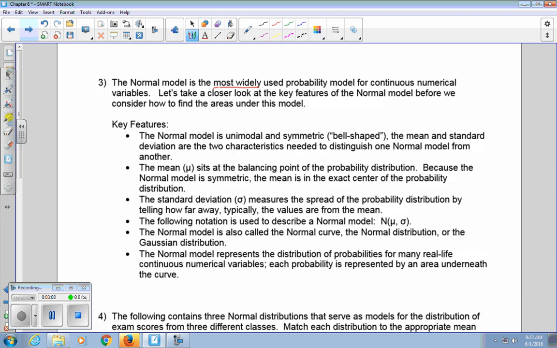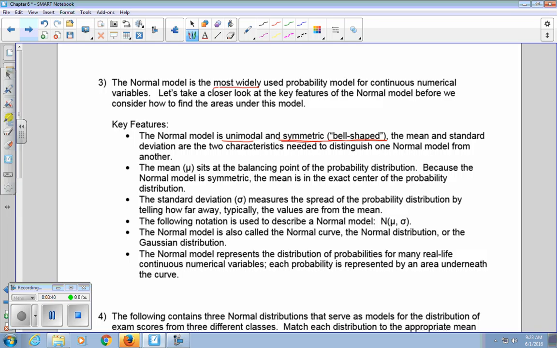A normal model is unimodal. We saw that. And symmetric, and it has the famous bell shape, the bell-shaped curve that comes from the normal model. The mean and standard deviation are the two characteristics needed to distinguish one normal model from another. Those are the two pieces of information you need to know in order to know what the normal model you're considering will look like.